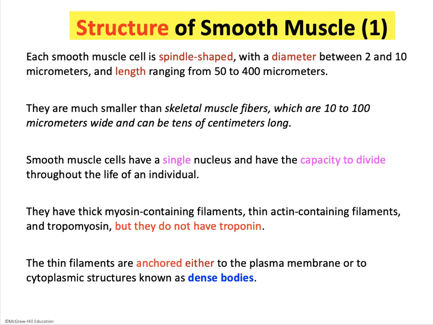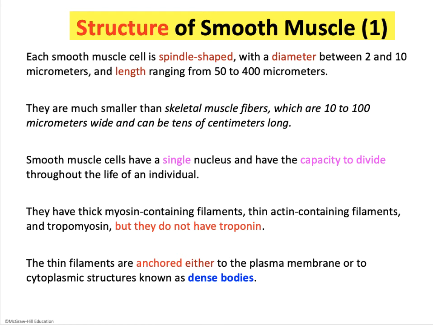The second part of the chapter addresses smooth muscles and cardiac muscles. Smooth muscle cells have some similarity to skeletal muscles in that they contain actin and myosin filaments, but they don't have any troponin. Therefore, one can predict that their force generation mechanism may be slightly different. And that's true. We'll see that shortly.